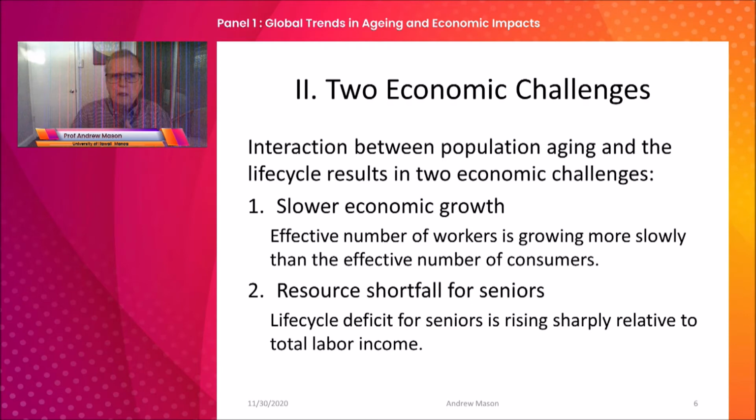So the effective number of workers is growing more slowly than the number of consumers, and that's leading to slower economic growth. The second challenge I want to point to is the fact that not all people are equally affected by this, of course. And there's a resource shortfall that is particularly sharp for seniors. So the total life cycle deficit for seniors is rising very rapidly relative to total labor income. So we want to both raise standards of living in general, but we also want to make sure the standards of living of seniors are maintained.